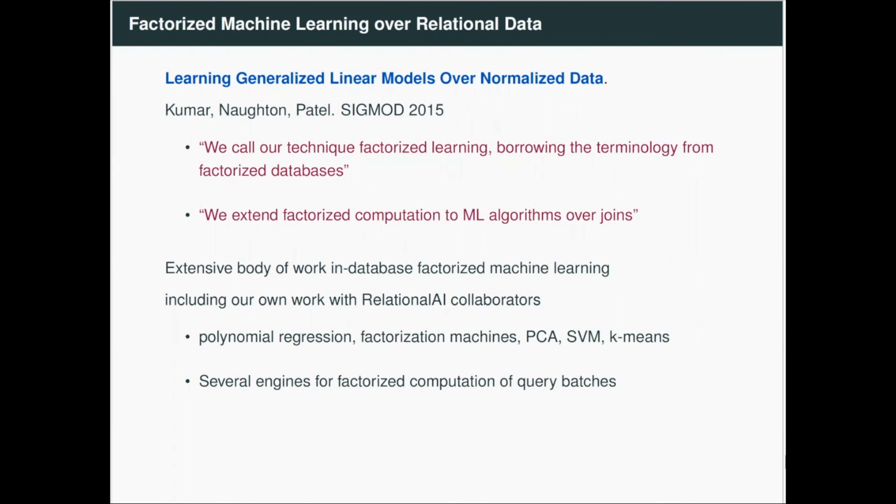This line of work effectively extends the general idea of factorized computation to machine learning algorithms over joins. This also includes our own work with the fantastic folks at RelationalAI, where we looked at a variety of models to be trained in a factorized way, such as, for instance, polynomial regression, factorization machines, principal component analysis, support vector machines, k-means clustering, and others. We published this work in a series of papers in PODS, SIGMOD, AI Stats, OOPSLA, and others. We also released several prototypes in the public domain.